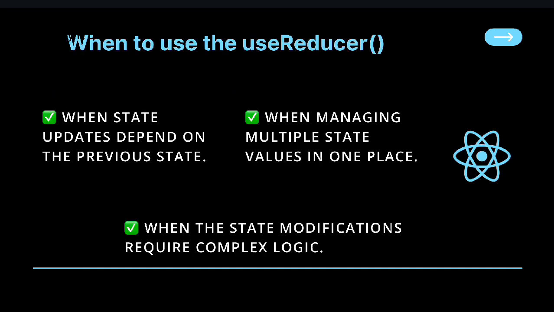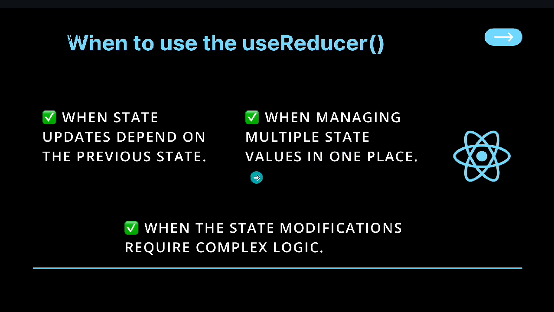Now let's look at when to use the useReducer hook instead of the useState hook. One, when a state update depends on the previous state. When you want to track the previous state of your application and the next state depends on it, you're going to use useReducer because useState will not be efficient. Two, when managing multiple state values in one place. You have inputs for registration, for name, email, password, phone number, and you want to manage all of these inputs in one particular place. You use the useReducer hook because it helps in complex state management.